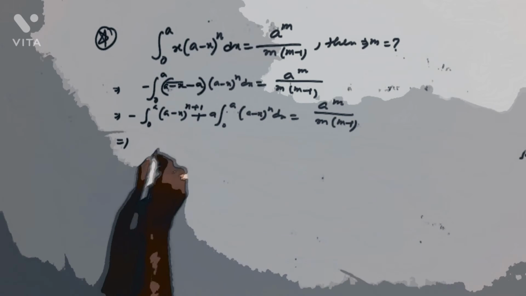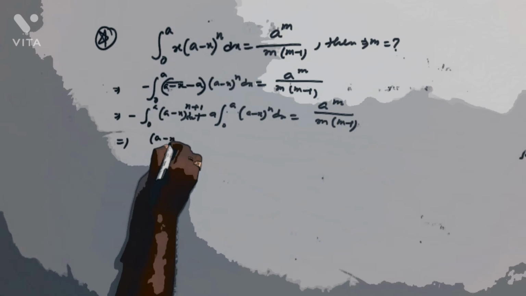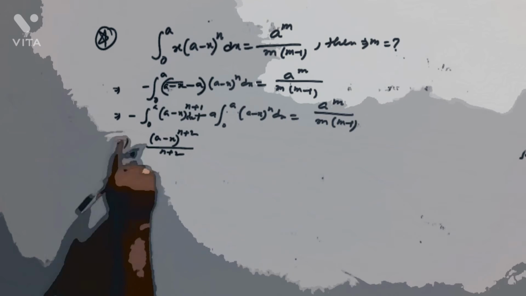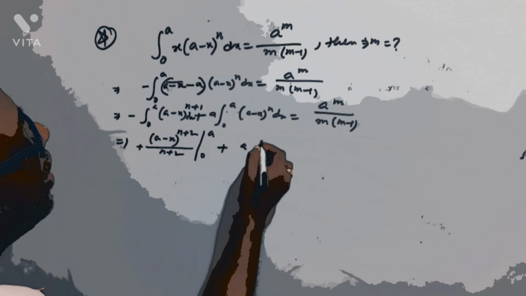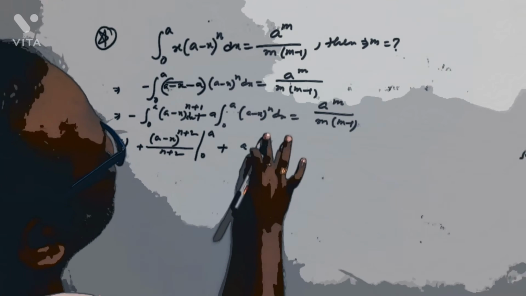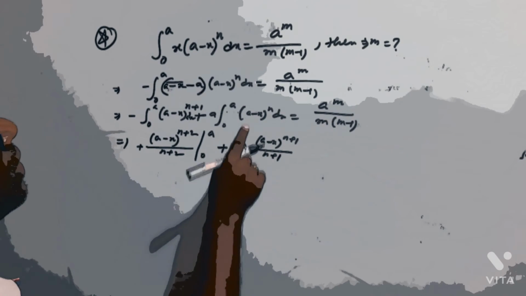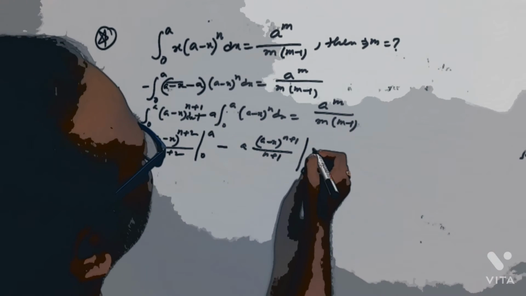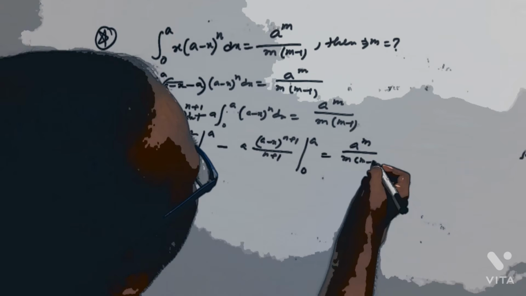If we integrate, we get (a − x)^(n+2) by (n + 2), and since the derivative of (a − x) is minus, minus minus becomes plus, with limits 0 to a. Similarly, the integration of (a − x)^(n+1) gives (a − x)^(n+1) by (n + 1), and again differentiating gives a minus sign, with limits 0 to a. That equals a^m by m into (m − 1).